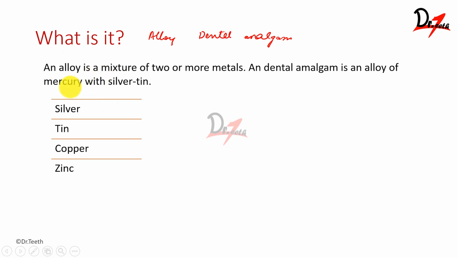But anyhow, since it is a controversial topic whether we should use it or not, why are we using it in the first place? Why not any other component? The thing with mercury is that it is liquid at room temperature and we will be able to get a workable mass. Whenever we are dealing with any restorative material, what do we need? We need it to be workable, right? And it should be able to set, right? Because we want it to set. So when we mix mercury with the silver and tin, we get a workable mass.